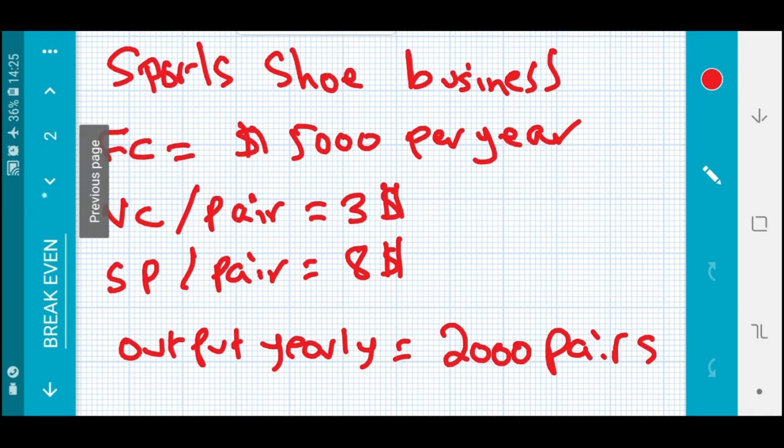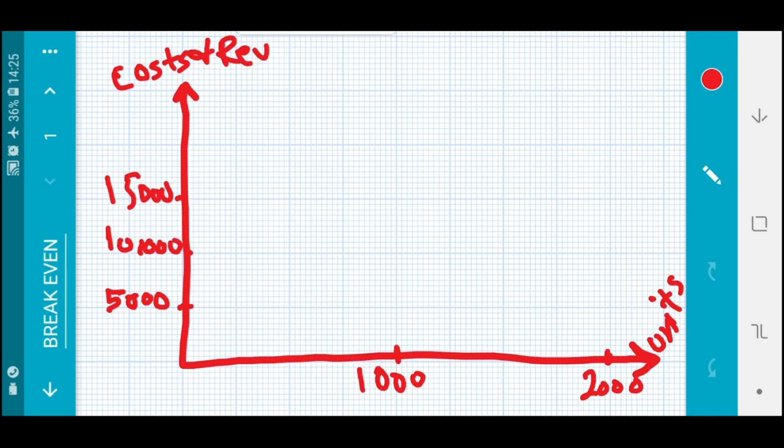So now I have to draw it. The graph should look like this. Remember, in the exam there will be a graph for you to draw, but you should know how to label it, and of course put the lines. So I'll go step by step. First, I have to label the axes. The x-axis will be the number of units, so here, units or pairs of shoes. And the y-axis will be the cost and revenue.